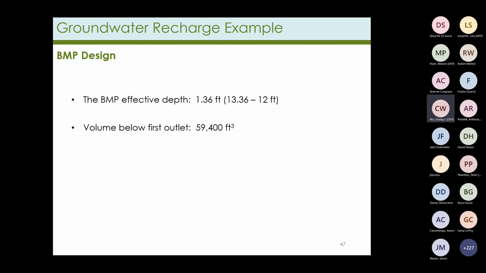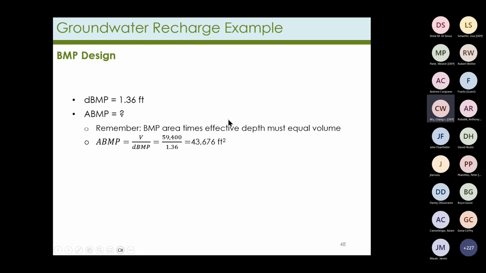And for the BMP effective depth is the water depth, which is 1.36 feet. And from the engineers' design information, we know that the volume below the outlet is 59,400 cubic feet. And then how do you get the DBMP? How do you get the area? Because you know the volume and you know the depth of the water, you would get the ABMP, that is the area, by using the volume divided by the depth.